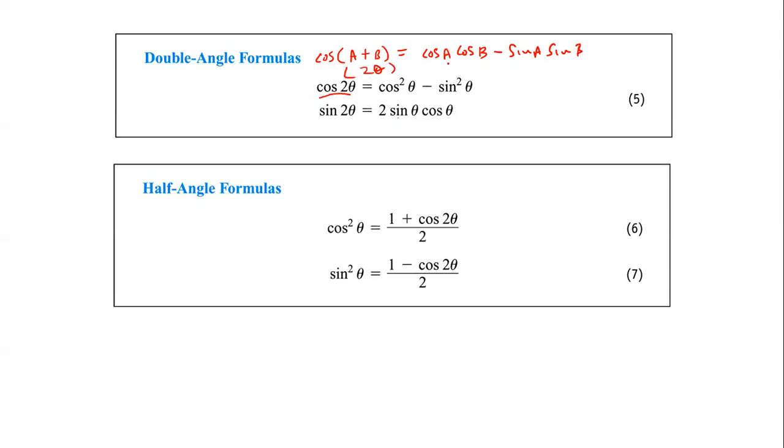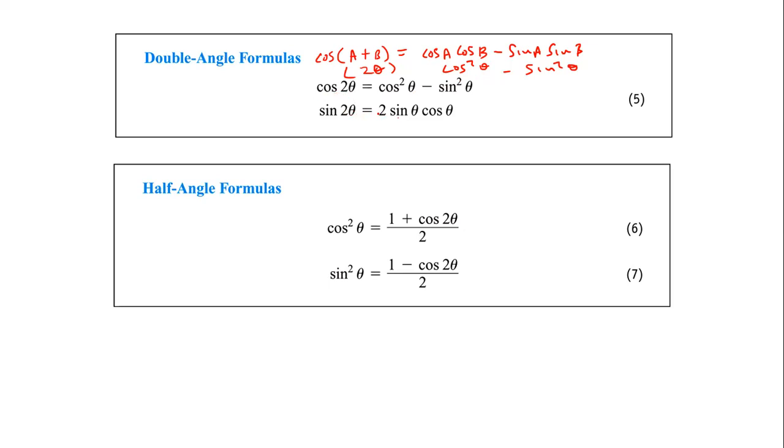A equal to B equal to theta, this will be cosine square theta, right? A equal to B equal to theta, this will be negative sine square theta, right? Just instead of A theta, instead of B theta. So this will be 2 theta, and this will be cosine theta times cosine theta, which is cosine square theta. Minus, sine A will be sine theta, and sine B sine theta, so sine square theta. Okay? Clear? Is it clear, guys?